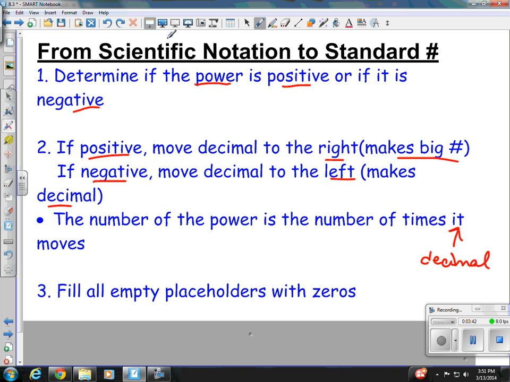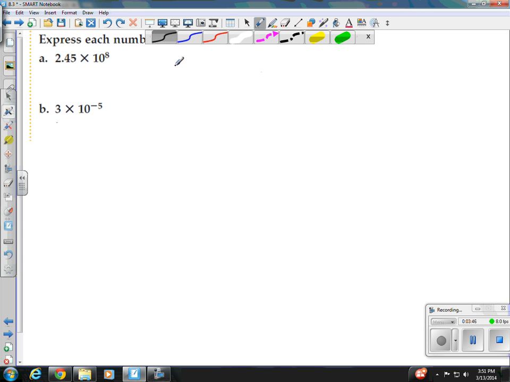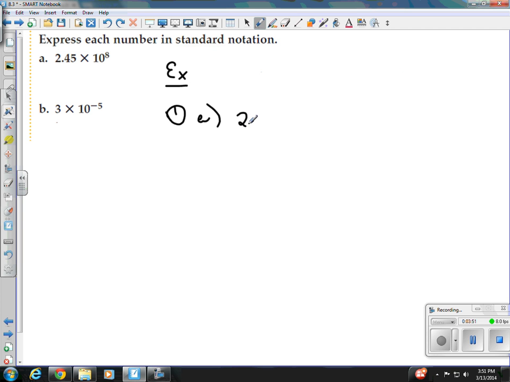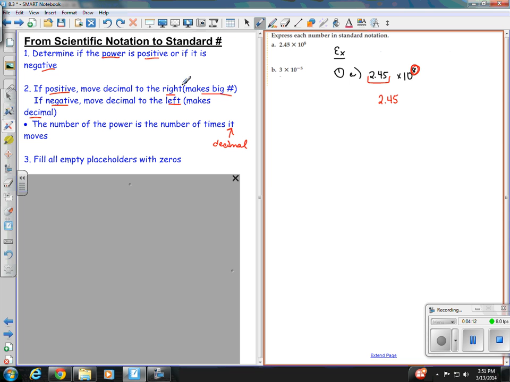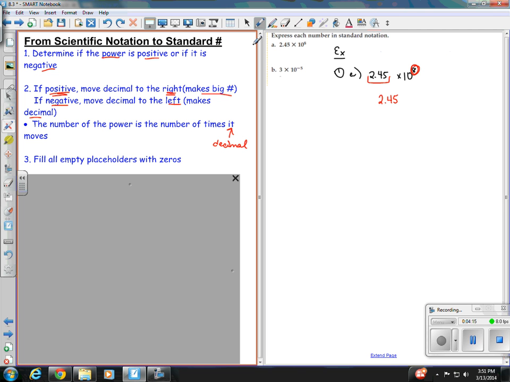Alright, so let's see an example of going from scientific notation to a standard number. Example 1. Our first one is 2.45 times 10 to the 8th. What we're going to do is keep our factor, 2.45, and then we look up here to our power. Our power is positive, so you go back to our notes. Positive moves it to the right.